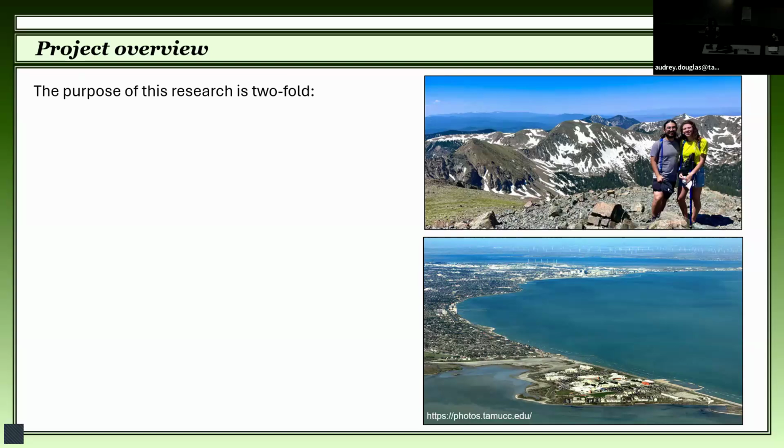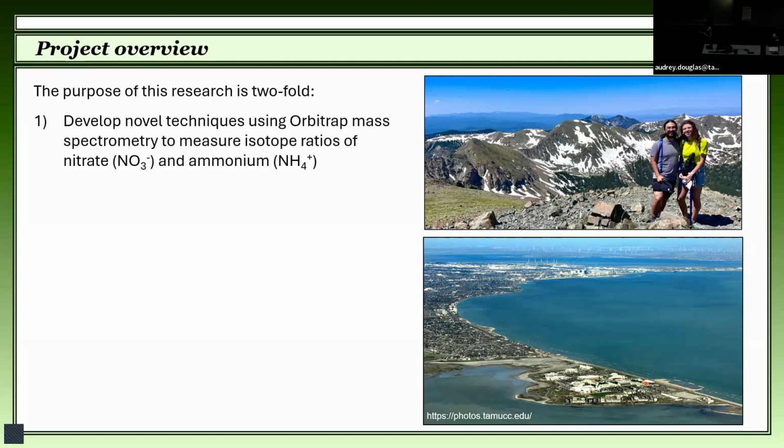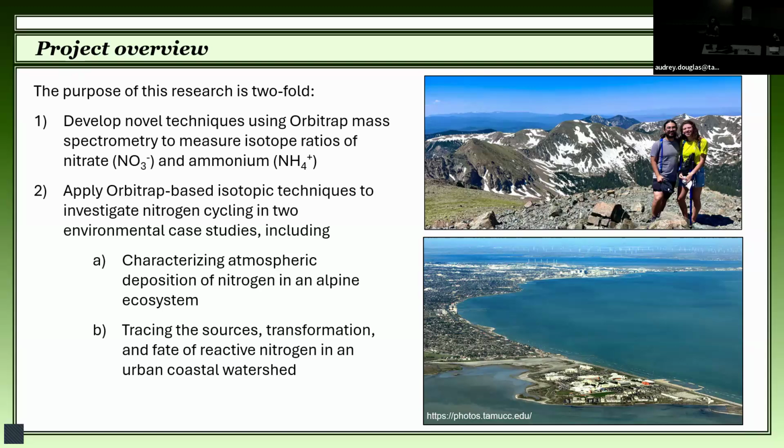So my project has two main purposes. The first is to develop these methodologies for studying nitrogen in the environment through stable isotope analysis. And I'm not going to talk too much about the method development today. If there's any analytical chemistry nerds here or online, I'm always happy to chat about this. But we want to measure isotope ratios of nitrate and ammonium in the environment. And we're going to apply these methodologies into very different environments that are both culturally and economically important.